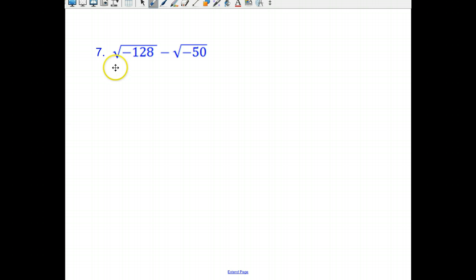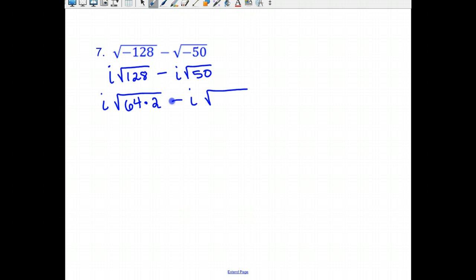Number 7. Again, we need to take the i outside to get the negative out from underneath the radical. Then we need to simplify those radicals. 128 is 64 times 2. And radical 50, again, is 25 times 2. So we're going to end up with 8i radical 2 minus 5i radical 2, and that simplifies to 3i radical 2.